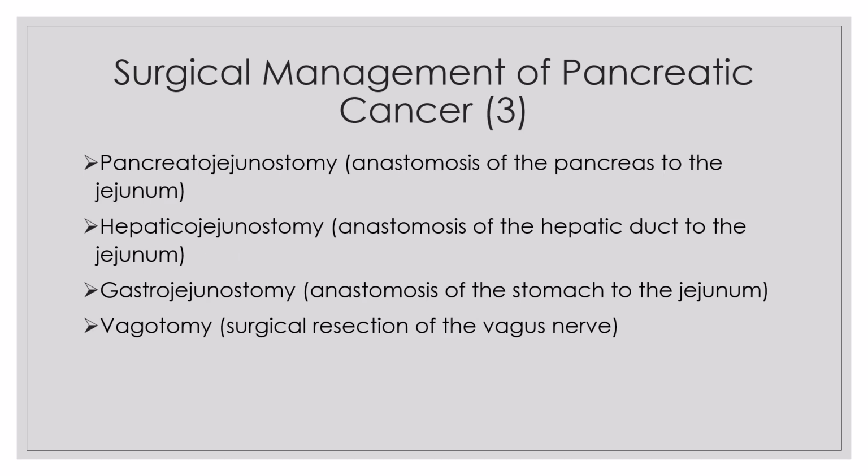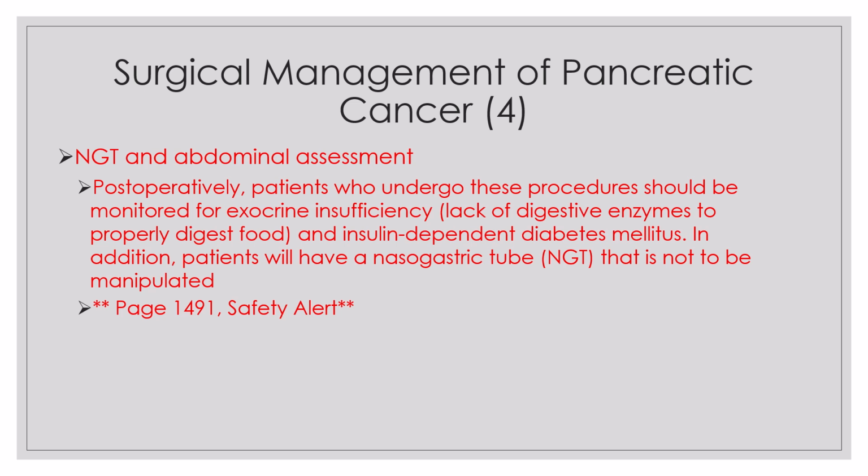And then there are several other procedures: anastomosis of the pancreas to the jejunum, anastomosis of the hepatic duct to the jejunum, anastomosis of the stomach to the jejunum, and then a vagotomy, surgical resection of the vagus nerve. So, ladies and gentlemen, please listen up, and then listen up one more time. NG tube and abdominal assessment.